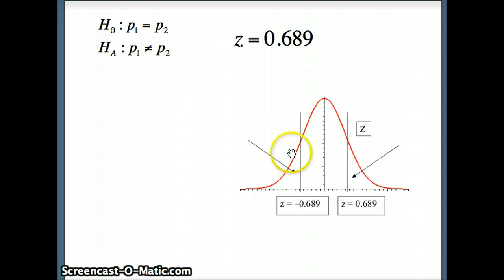So looking at this, we have a two-tailed test. 0.689 is here. I need the area to the right of 0.689. I need the area to the left of negative 0.689.